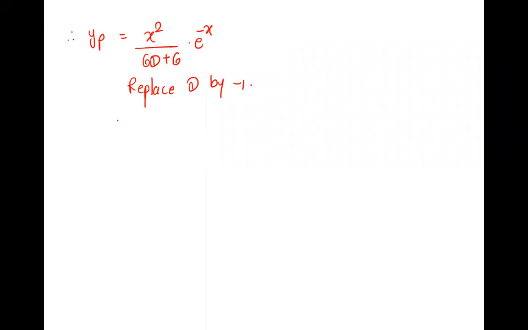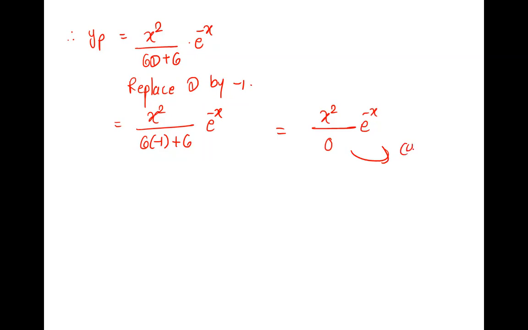Okay, so we do it again. Here, replace D by minus 1. So we do that: x square upon 6 into minus 1 plus 6, into e raised to minus x. What is that? Once again, minus 6 plus 6. 0. Once again, case of failure. Very good. So what we do here is again we go back. Back where? Where we recently did the substitution. So to this step.